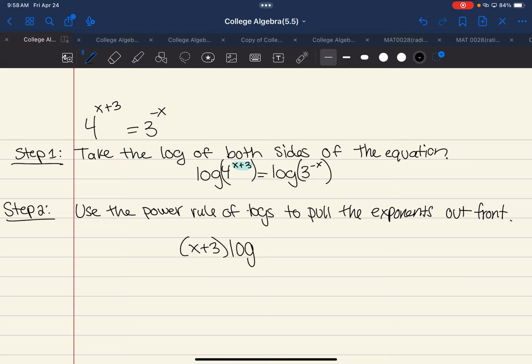So if it's more than one term in the exponent, you need to put it in parentheses because we're going to have to distribute there. Equal, and then the other exponent is negative x. So that negative x will come out front and be multiplied by log of 3.